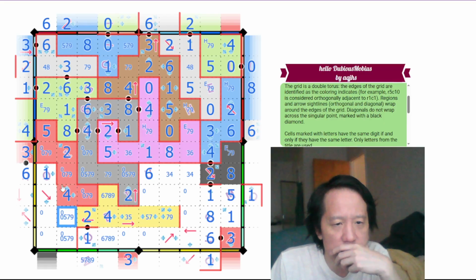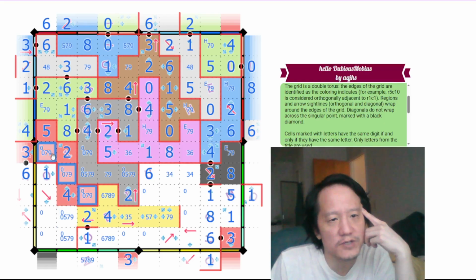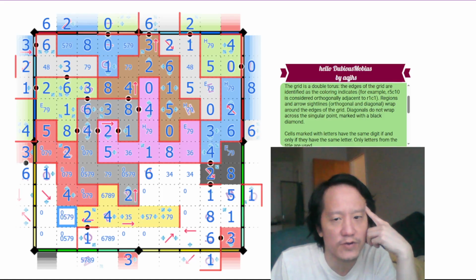Where is the red region? That means this cannot go this way, because we already have a 0, 7, 9 triplet in that region. We have a 5 in that region, and this is only 0, 5, 7, or 9. So this is blocked off here.